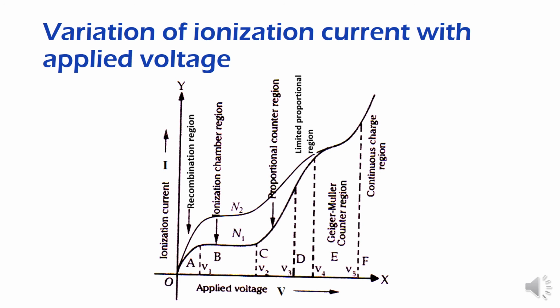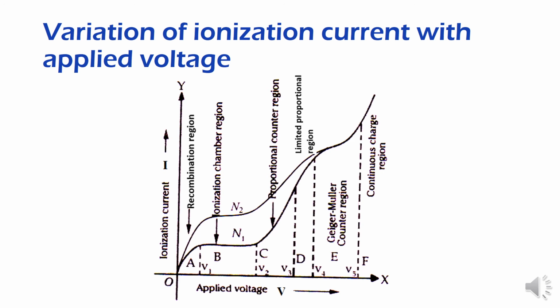The third region is the proportional counter region, and here there exists a proportionality relationship between the applied voltage and the current. As a result, this region is also very useful in detecting the particle. The fourth region is the limited proportional region. As there is no relationship between the applied voltage and the resultant current, this voltage region again is not useful in detecting the particle.